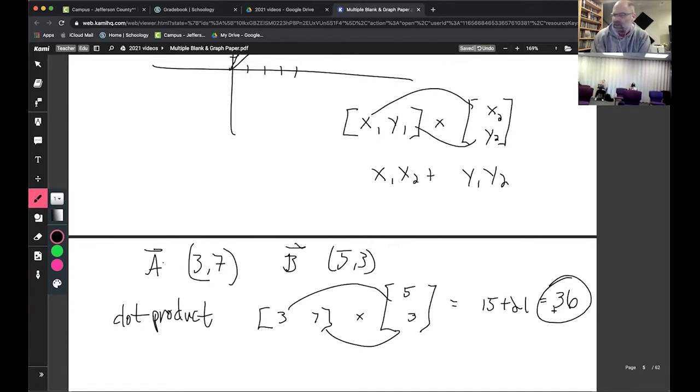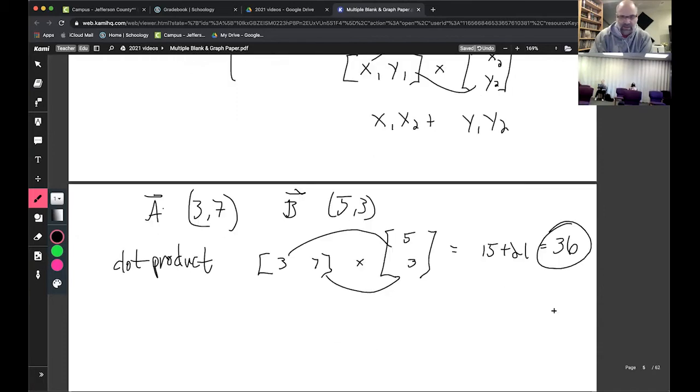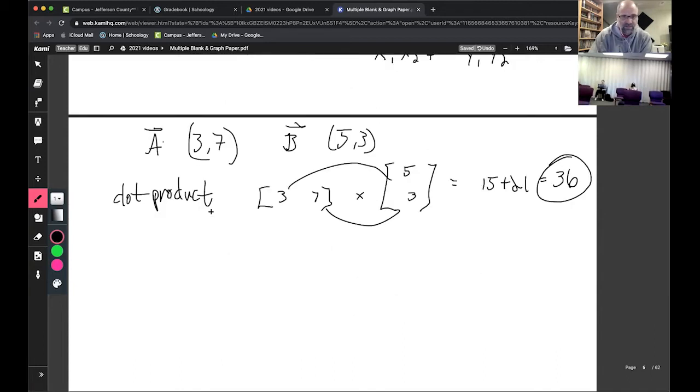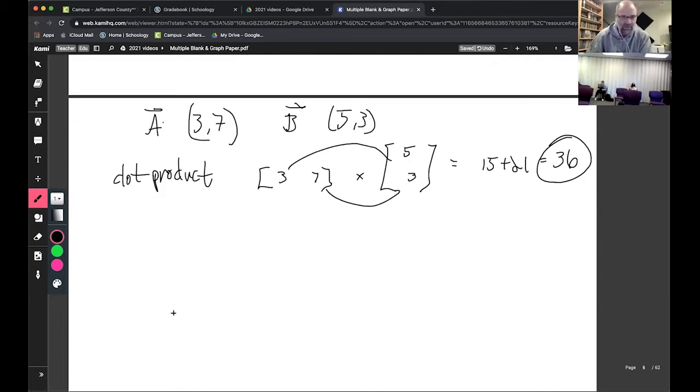Okay. And the magnitude. So the magnitude is basically just the distance formula. So you can find the magnitude of these vectors by just applying the distance formula, because look at this. If I were to graph this, (3, 7), it would look like this. That means it goes over 3 and up 7.